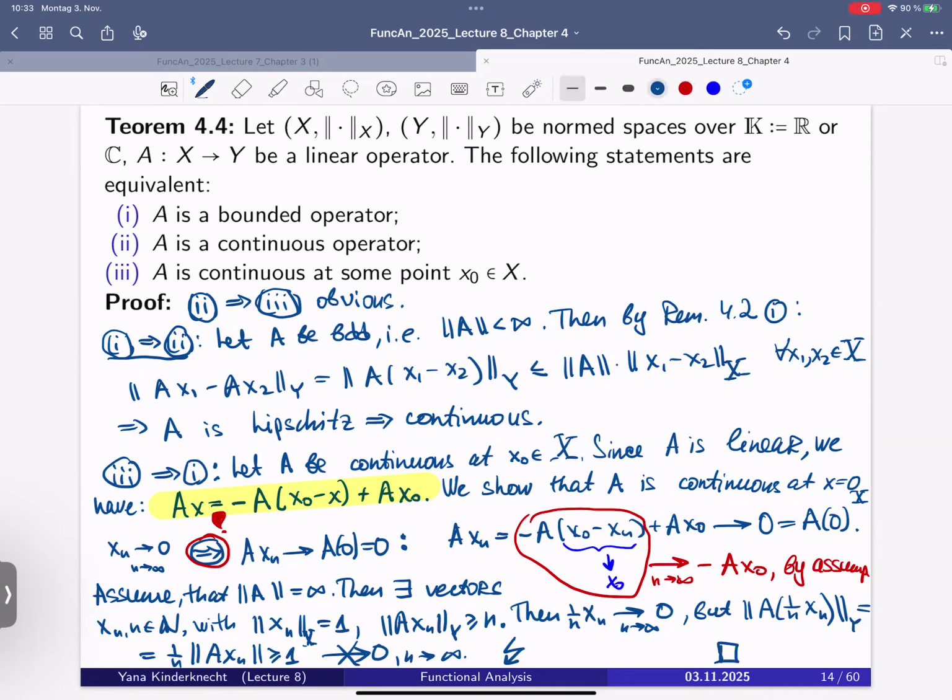Are there any questions? So it's not just continuous, but Lipschitz also. Yes. Okay, so please remember these equivalent statements, and we go further.